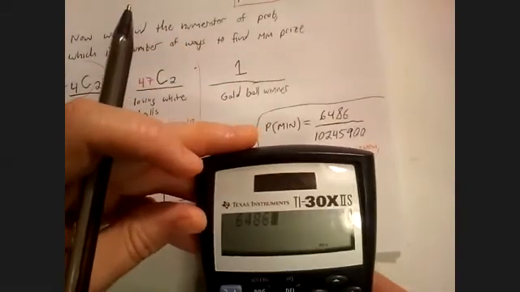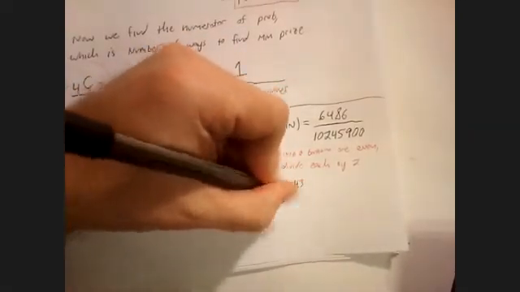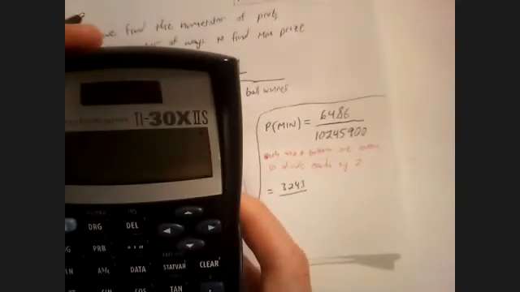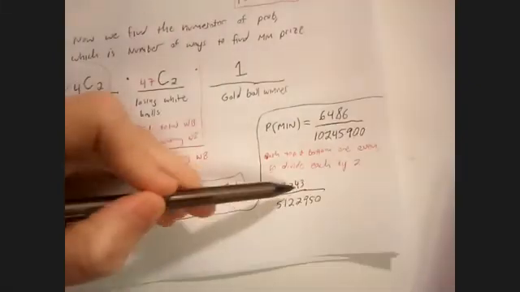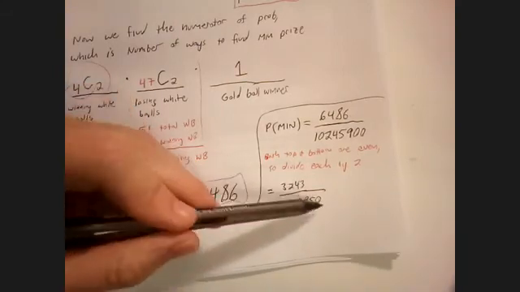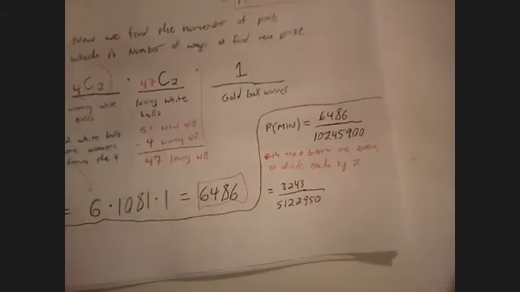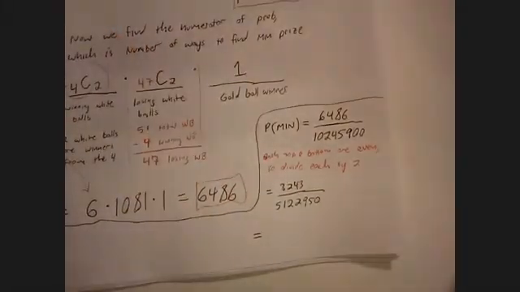So 6486 divided by 2 is 3243. And then this big number, 10245900, divided by 2 is 5122950. Now, this is no longer even. This one is. However, I know it's not divisible by 2, so I'm done with that. I'm going to go to the next prime number up, 3.